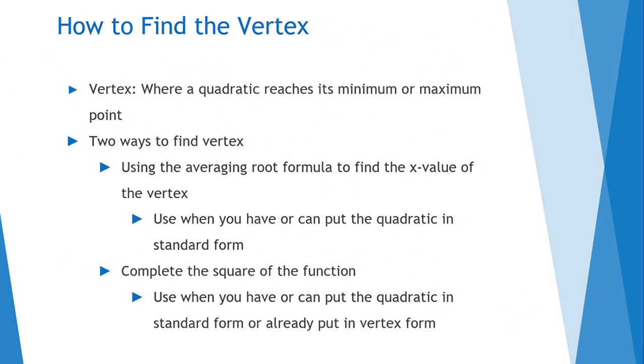So how do we find the vertex? Well, first of all, a vertex is when a quadratic function reaches its minimum or maximum point. And this distinction depends on the concavity of the function. There's two good ways to find the vertex.